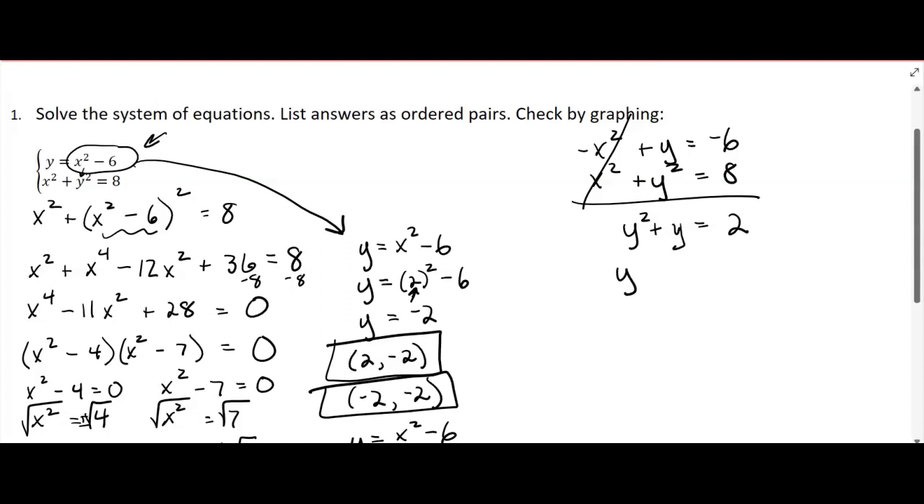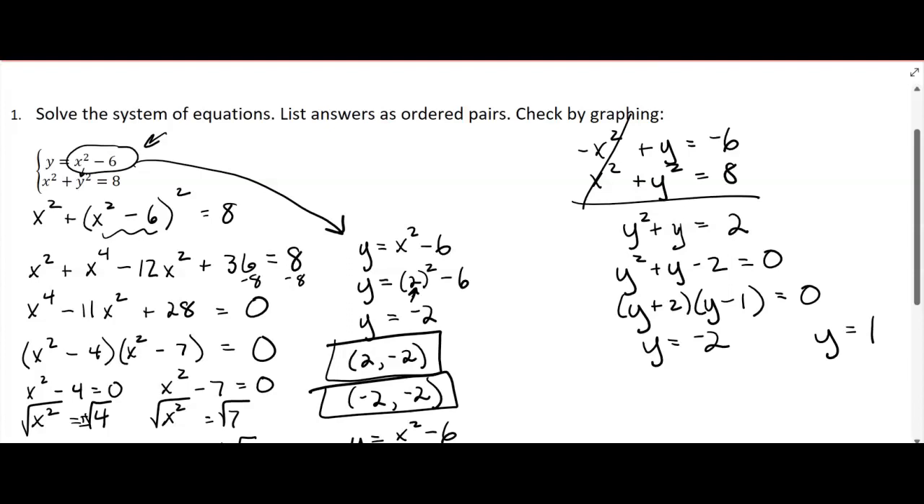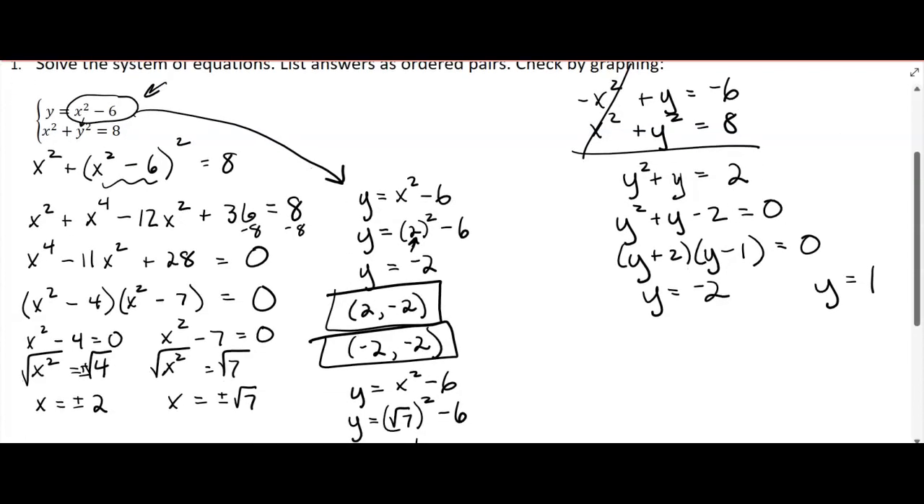And when you subtract 2, this is quadratic, this factors, and you get y plus 2 and y minus 1. Okay, so you get y equals negative 2 and y equals 1. And then you can go back and plug it in to that top equation if you want.